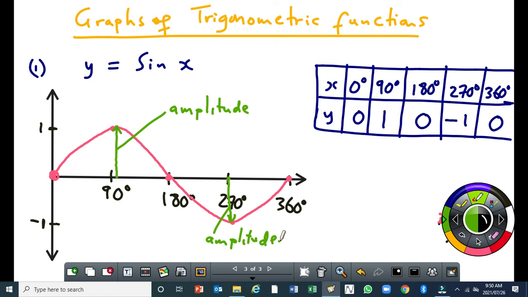You are going to need to know that as well in physics, because we are going to do waves later on in this year. There is some relationship between trigonometric functions and waves in physics. So I'm going to repeat that. The height of a crest is the amplitude, or the depth of a trough. And amplitude is always positive. It's a distance. It's never negative.